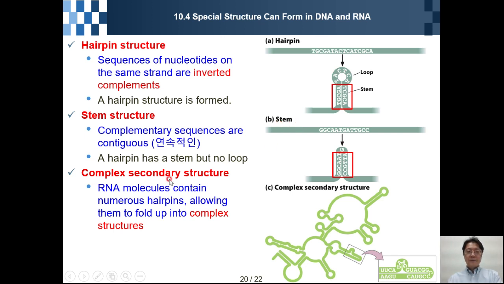How about the complex secondary structure? Usually RNA molecules contain numbers of hairpins like this, allowing them to fold up into complex structures. So the complex secondary structure usually happens in RNA. This is the special structure which can be seen in DNA and RNAs. The hairpin and stem structures we can see in both RNA and DNA, but a complex secondary structure we usually see in RNA.